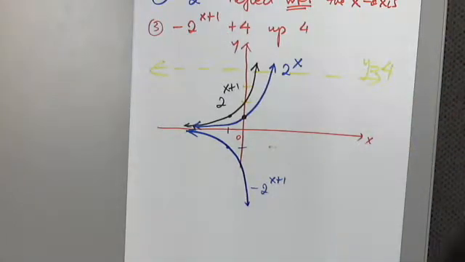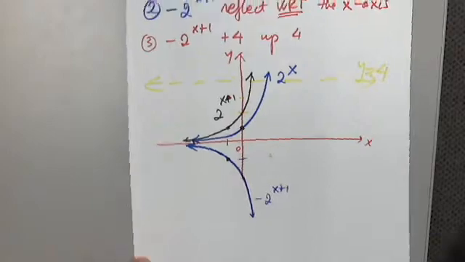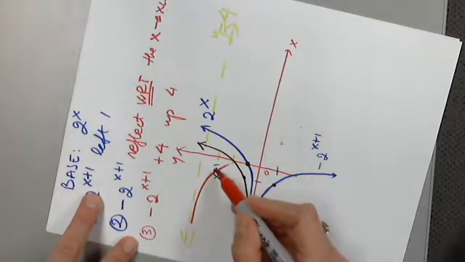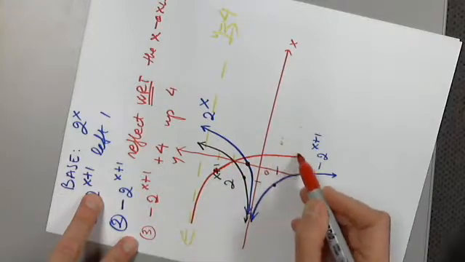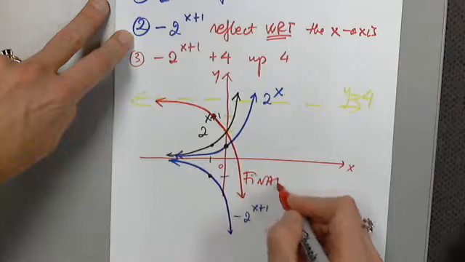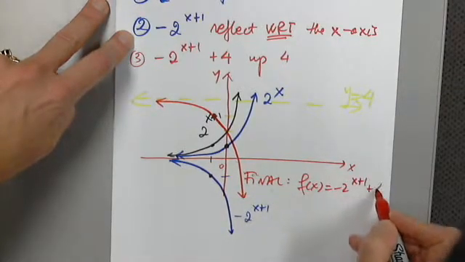And now please tell me where my indicator is going. This. -1 still is on the same. -1, 3 indeed, right here. So here's the graph. And this is the final graph, which is f of x, -2 raised to x plus 1 plus 4.